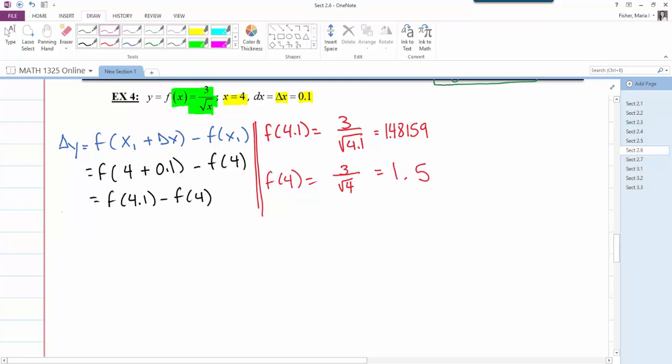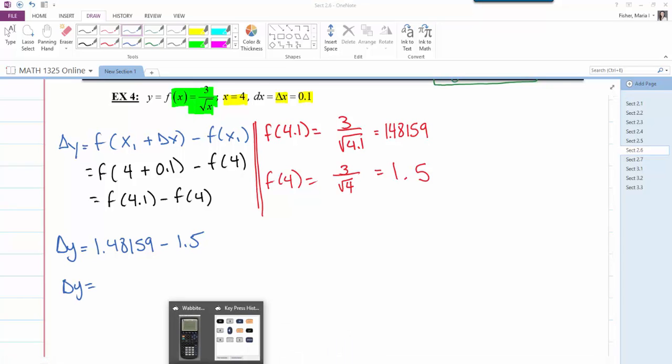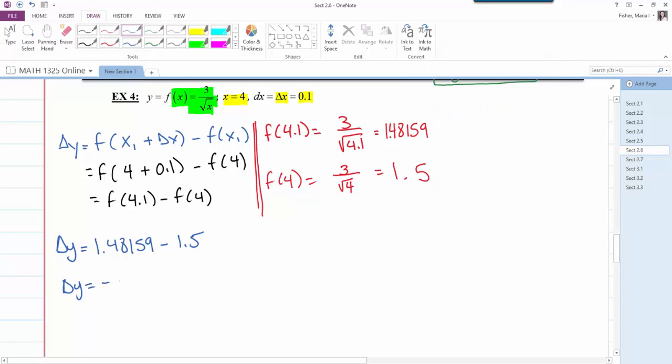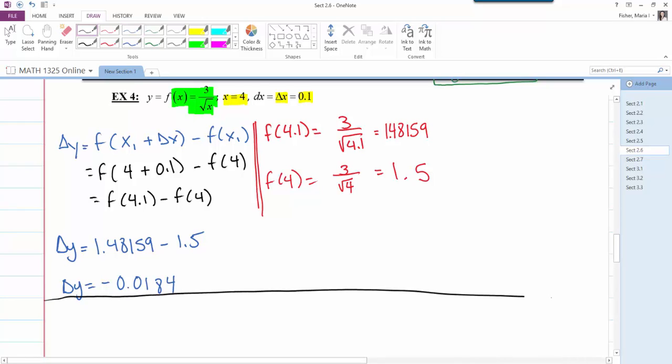So then delta y is going to equal 1.48159 minus 1.5. And if we stick that in a calculator, if I subtract off my 1.5, I end up with negative 0.0184. So now let's look at the approximate change, or dy.